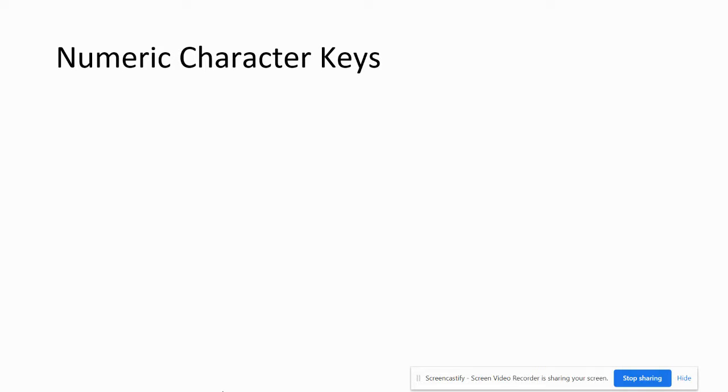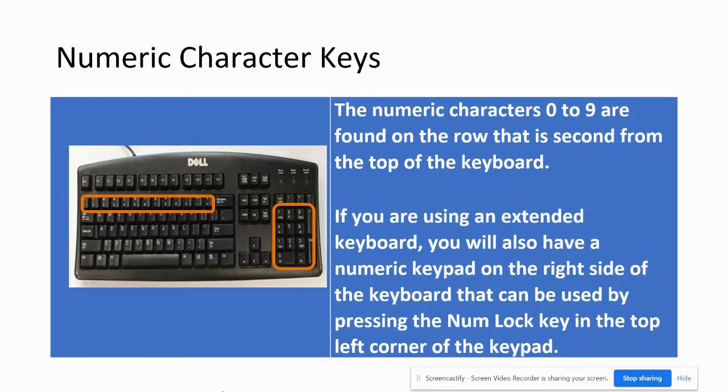The numeric character keys. They are found on a basic keyboard in two spots. We have them horizontally up on top of the alphabet character keys. And then what we have is called the 10 key right here, and that's on the right side. If you are using a laptop, you do not have the 10 key. You just have the top row.